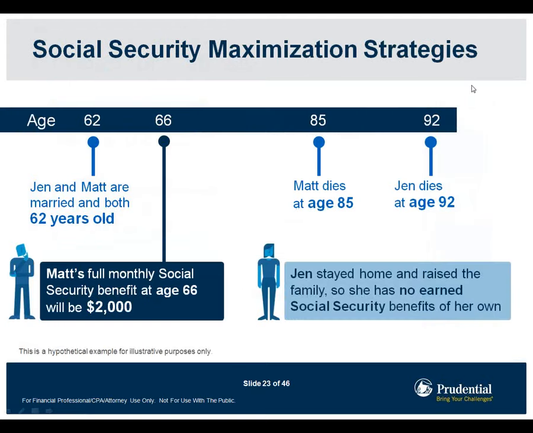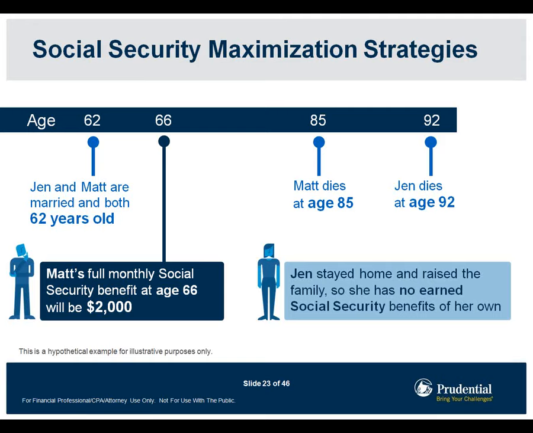Okay. Now, I want to talk about another strategy called file and suspend. File and suspend, I think many people are familiar with this strategy. This strategy works very well when you have spouses with different benefits, right? So you have maybe one spouse that has a much larger benefit compared to the other spouse. So I'm going to use an example here. I think that's the best way to explain file and suspend.